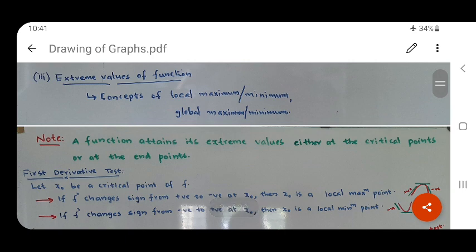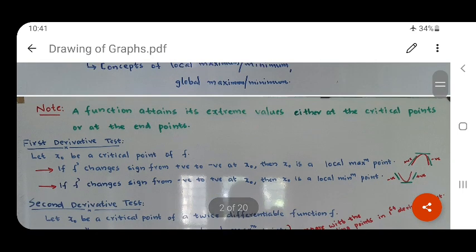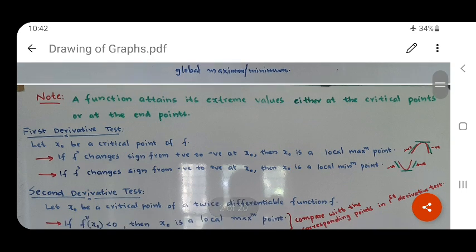So observe that a function attains its maximum or extreme values either at the endpoints or at the critical points. So provided the domain of the function is a closed interval, it can attain the extreme values at the endpoints also. So we have the first derivative and second derivative tests to determine the extreme values or local maximum, local minimum of a given function.